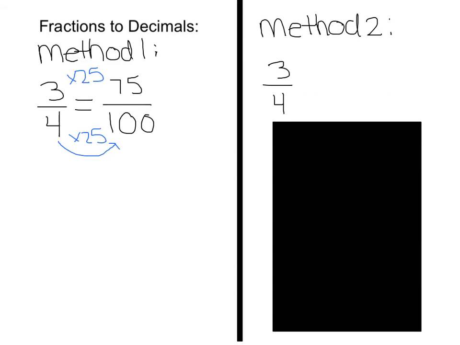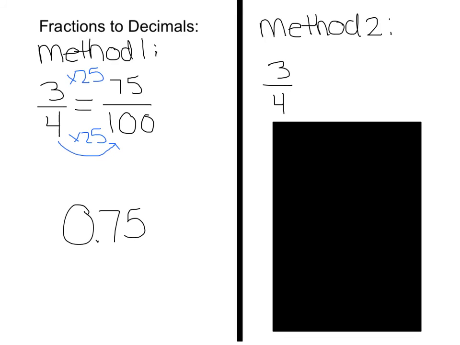As you know, this fraction, 75 over 100, is the same thing as 0 and 75 hundredths. So my fraction, 3/4, is equivalent to 0 and 75 hundredths.